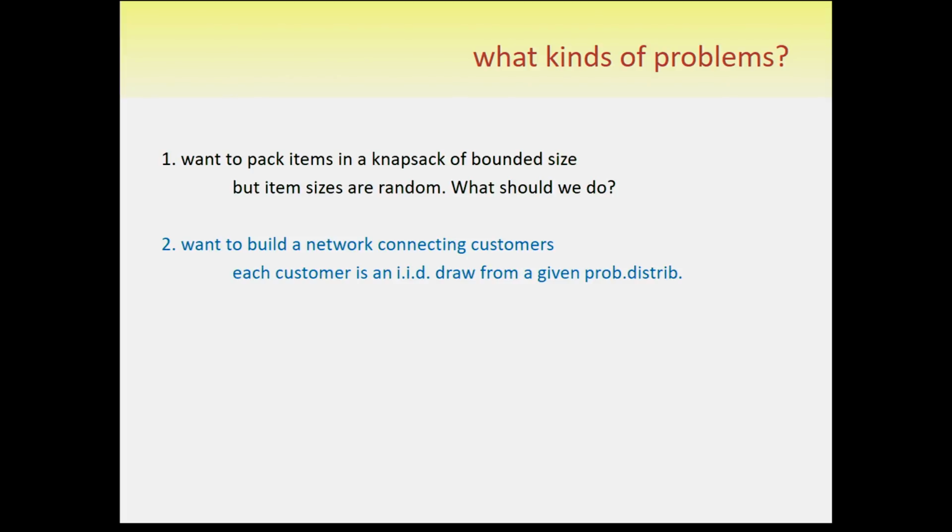There's a different one. You want to build a network connecting customers, a cheap network. If all the points you wanted to connect were known up front, this is known as a Steiner tree problem, we kind of know what to do. But what's happening is that the customers are arriving online, let's say, and each of them is a random draw from a given distribution. What are you going to do? Okay.